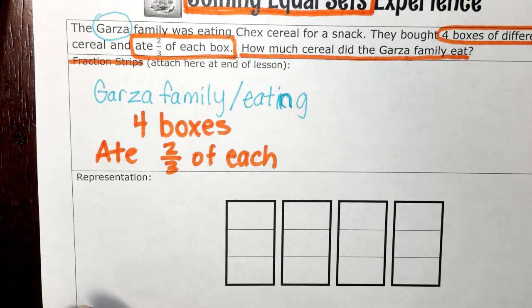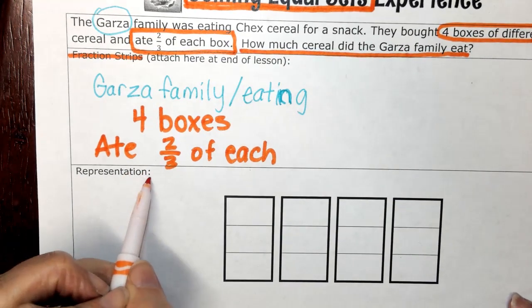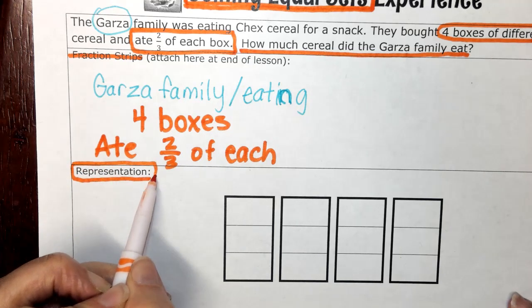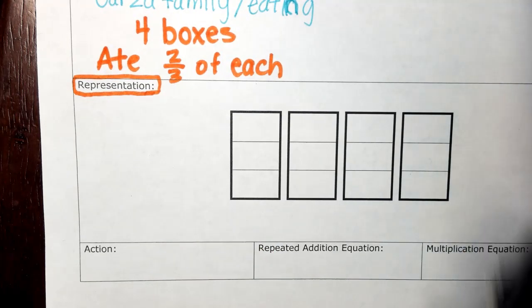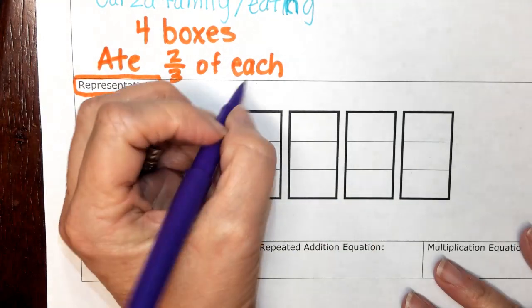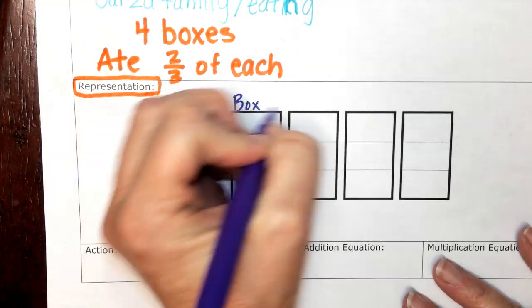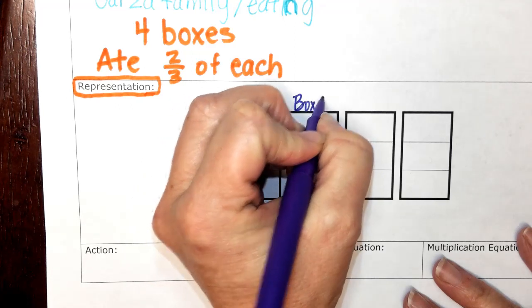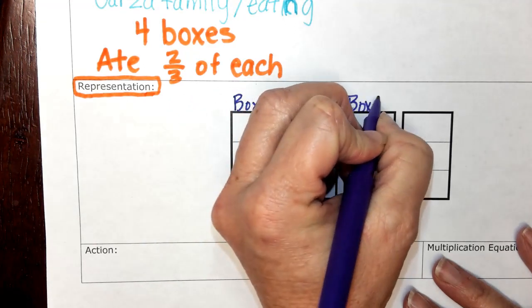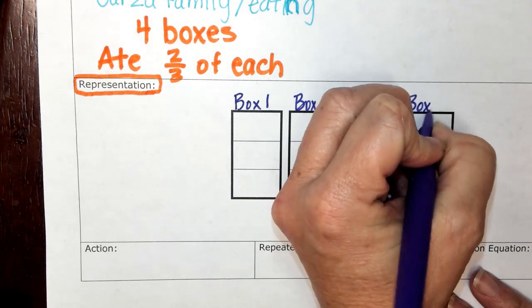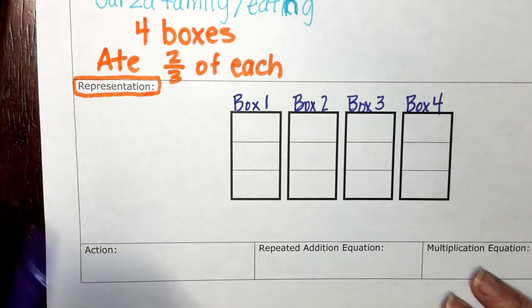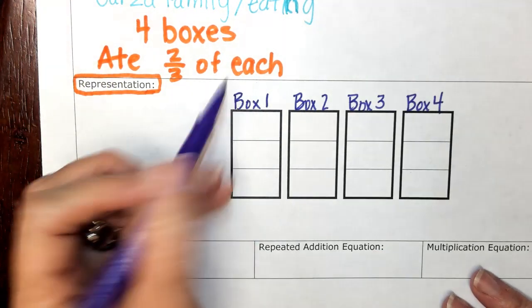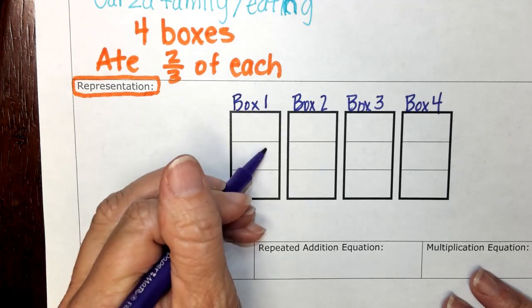So now that I've got that information, I'm going to use this representation, which is our picture model, to model what's happening. So I'm going to take my pencil, and I see that I have 4 boxes, so I'm going to go ahead and label this box 1, box 2, box 3, and box 4. There's my 4 boxes of cereal. And I know that they ate 2/3 of each box.